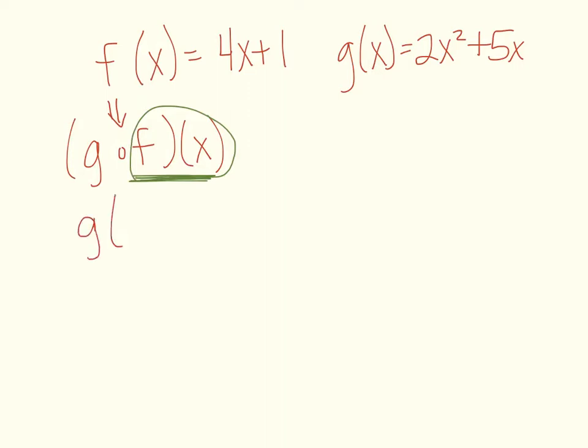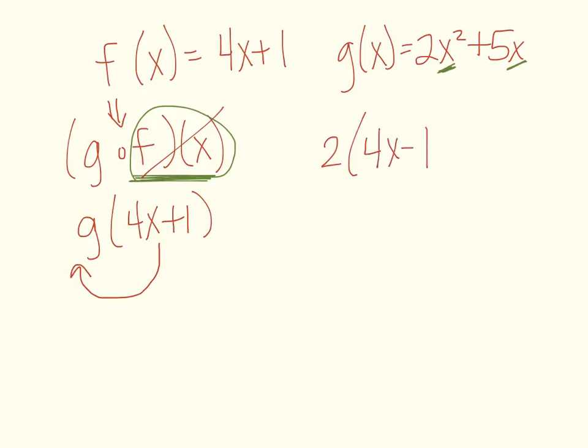Well, what is f of x? f of x is 4x plus 1. So I'm literally going to replace that f of x with 4x plus 1. And what it means then is take that 4x plus 1 and actually plug it into g. So I'm going to come up here in g and take each one of these x's out and replace it with a 4x plus 1. So instead of x squared, it's 4x plus 1 squared. Instead of 5 times x, it's 5 times 4x plus 1.